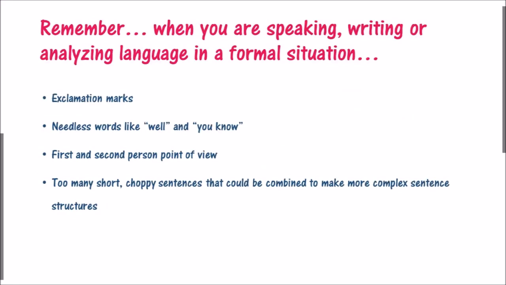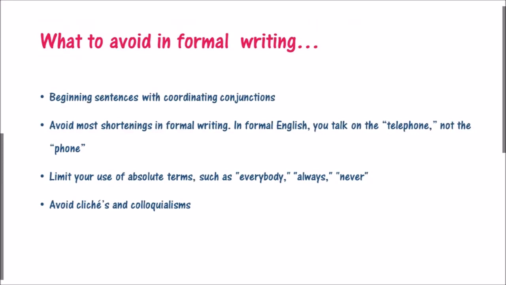Remember, when you are speaking, writing, or analyzing language in a formal situation, what are the things that we have to take care of? Exclamation marks, needless words like well and you know, first and second person point of view, beginning sentences with coordinating conjunctions, too many short, choppy sentences that could be combined to make more complex sentence structures. Avoid most shortenings in formal writing. In formal English, you talk on the telephone, not the phone. Similarly, limit your use of absolute terms such as everybody, always, never.